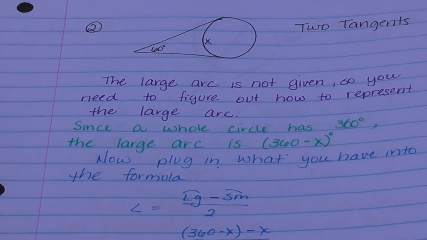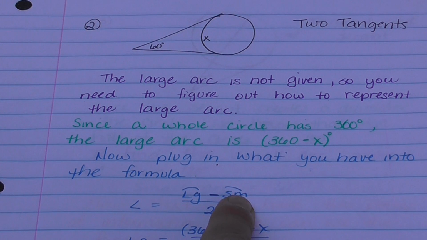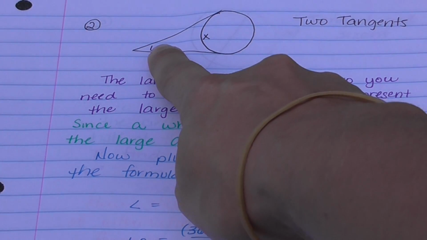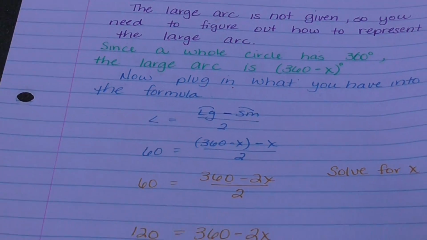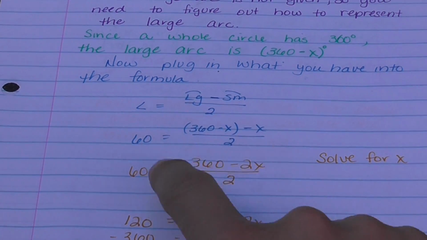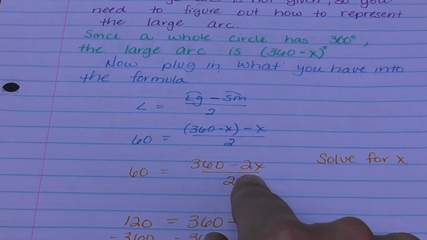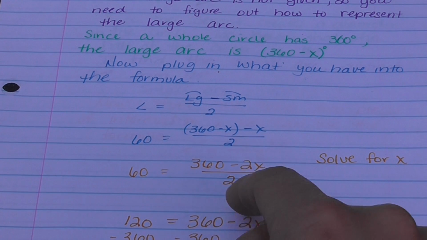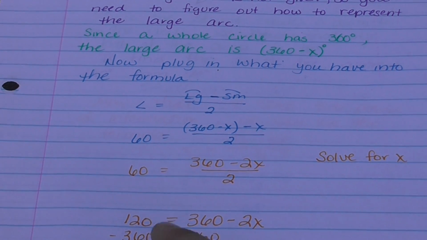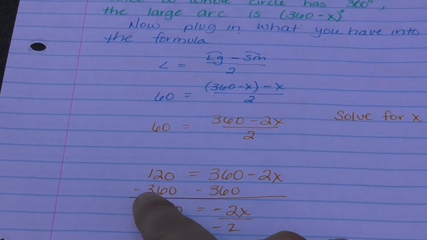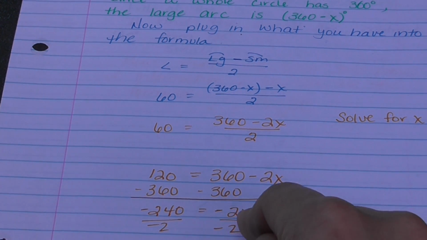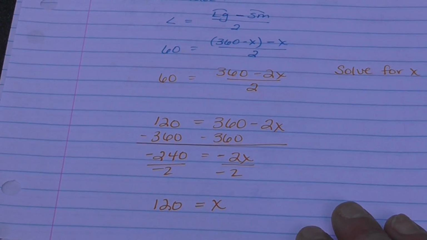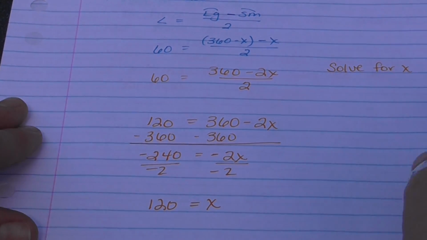Now I have to plug what I have into the formula. So angle equals large arc minus small arc, divided by 2. My angle is 60 degrees because they gave that to me. My large arc is 360 minus x. My small arc is x. When I combine like terms, I end up with 60 equals 360 minus 2x, divided by 2. Solve for x, multiply both sides by 2, subtract the 360, and I end up with 120 minus 360 equals negative 240. But over here, I have minus 2, so it's negative 2x. When I divide by that negative 2, x becomes a positive number again, and I get 120 degrees.